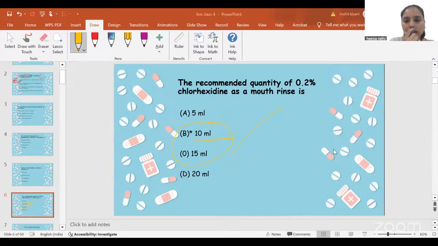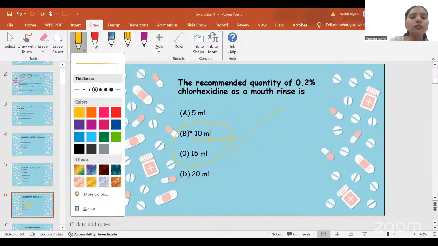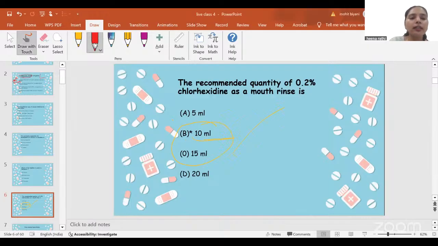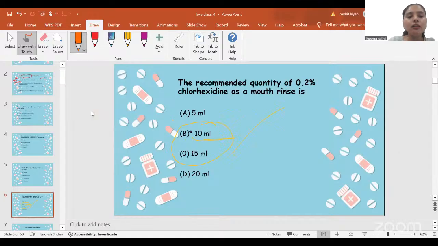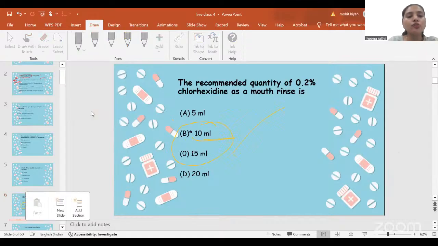Because of this, the recommended quantity of chlorhexidine is 10 ml. It is sufficient. If we want to choose between 10 to 15 ml, then 10 ml is the sufficient one, and it should be given for 30 seconds only, not more than 30 seconds, because chlorhexidine has the tendency to deposit on the tooth surface. That is why it can cause staining of the teeth, and that is why it should not be given for more than 30 seconds.